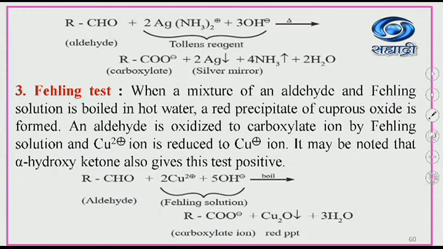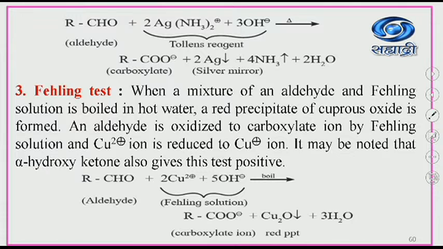If you see the example with acetaldehyde, CH3CHO, when it is reacted with Tollens reagent after heating in a water bath, you will observe that CH3COO–, that is the carboxylate, the acetate ion, is developed, and plus you will get 2Ag, plus 4NH3, plus 2H2O. So this is the Tollens reagent, that is the silver mirror test.